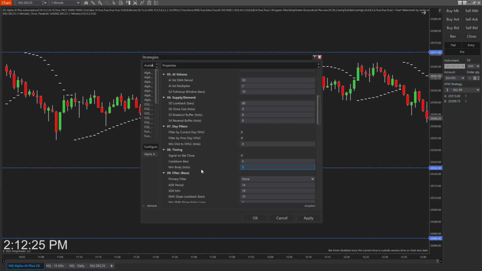We will also have a maximum body ticks. Let's say we have a massive 150 ticks bar, and we can actually add this here. Let's say max body ticks, 100 ticks. So if we have a bar more than 100 ticks, it would not actually consider a trade.